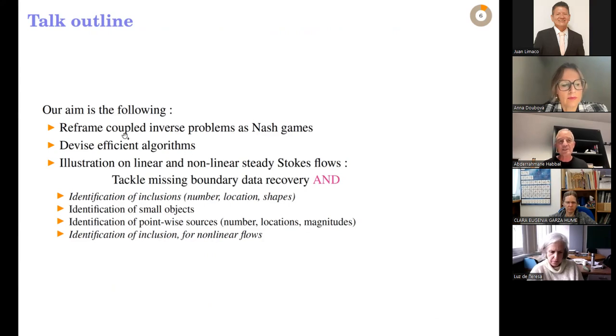And to illustrate these two aims, we will focus on Stokes flows, where we want to recover missing boundary data. At the same time, I will focus exclusively on the identification of inclusions for linear and nonlinear Stokes flows. Though there are some other results for other situations, we focus on the identification of inclusions.